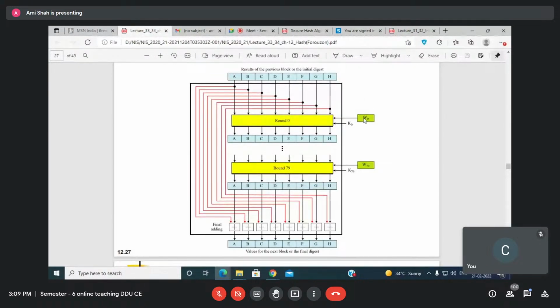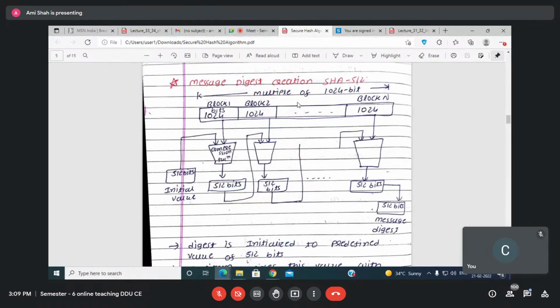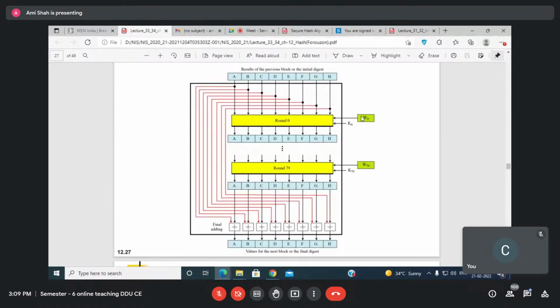Now the question is, what about this word? Here you can see this word W0, and all of you know that in a block of 1024 bits there are a total of 16 words, each of 64 bits. So out of these 16 words, W0 is taken in round 0, W1 is taken in round 1, W2 is taken in round 2, and in that way up to 15 it is taken. Then again the question arises in your mind, what about round 79 and so on? Later I will explain how you can find it.